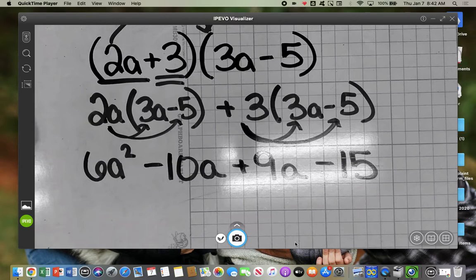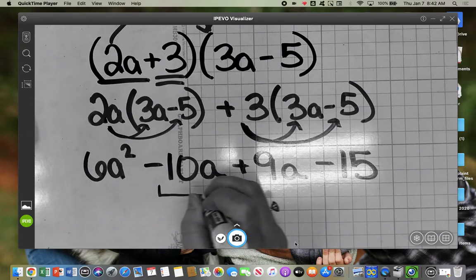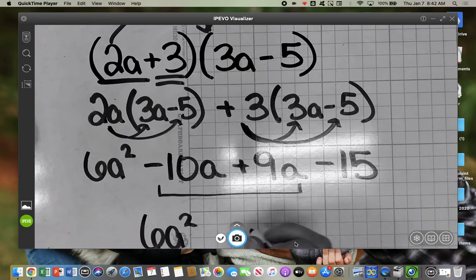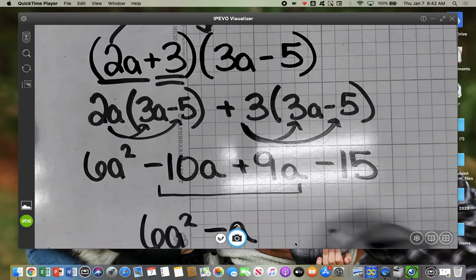And then on this one, we actually have the two terms in the middle are like terms because they have the same variable and the same power. So what is negative 10a plus 9a? Negative 1a, or we can just say negative a minus 15.